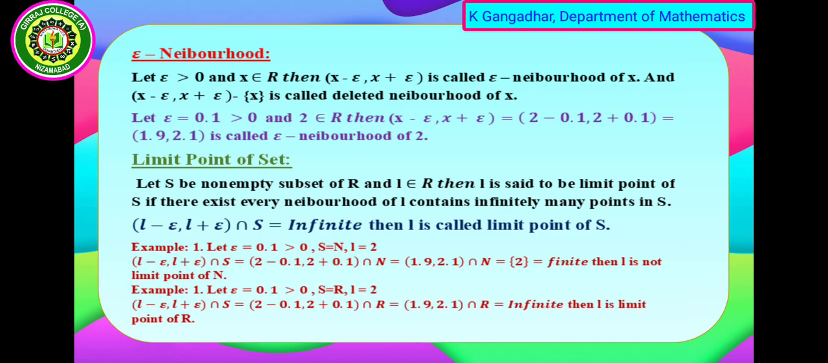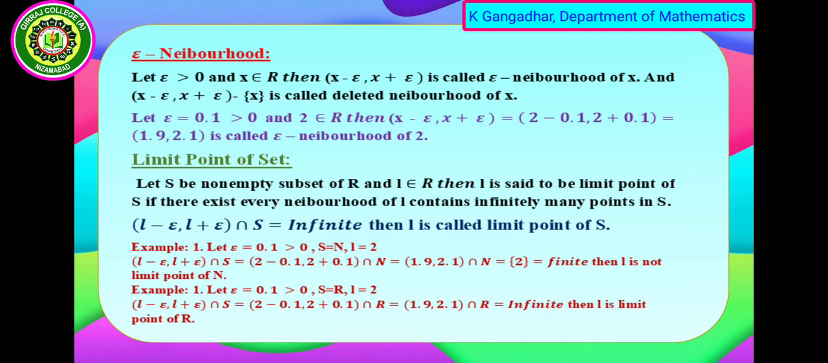Let epsilon greater than 0 and x belongs to R. Then an open interval (x minus epsilon, x plus epsilon) is called epsilon neighborhood of x, and (x minus epsilon, x plus epsilon) minus singleton {x} is called deleted neighborhood of x. In that neighborhood we delete the x value, then that neighborhood is called deleted neighborhood of x.